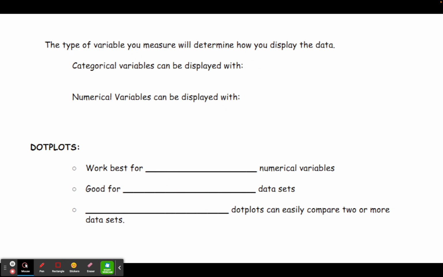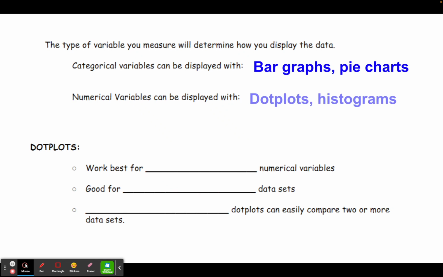We learned earlier in the course that with categorical variables, we display them with bar graphs or maybe segmented bar graphs, or we use pie charts. With numerical variables, however, we will display those with either dot plots or histograms. And there are a couple of other types of graphs that we might use, but in this section, we're going to focus on those two.